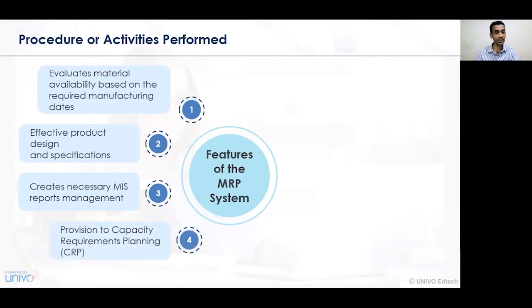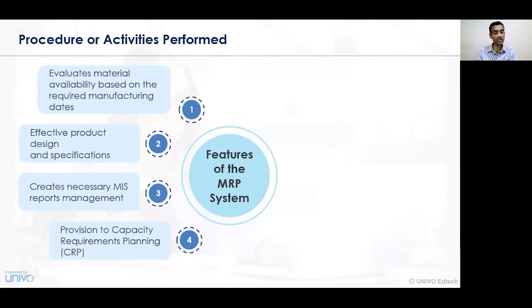The fourth feature, or the activity that can be performed in the case of an MRP system, is provisions for capacity requirement planning, that is CRP. For capacity requirement planning, it is very essential to identify what quantity of materials, goods, and services will be required and how those quantities will be implemented and used in a business organization. So capacity requirement planning is essentially important, and on that basis, CRP can be undertaken in a better and more effective way.